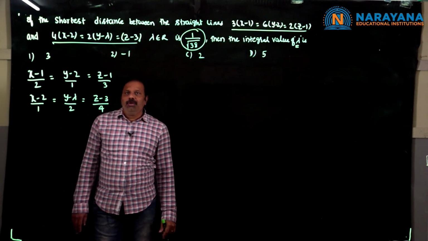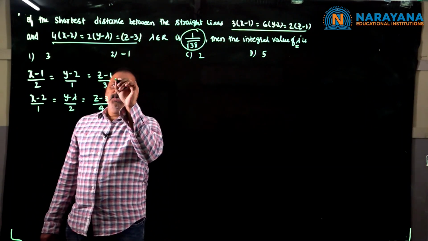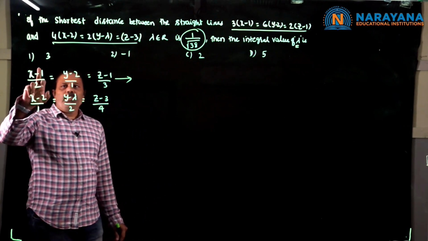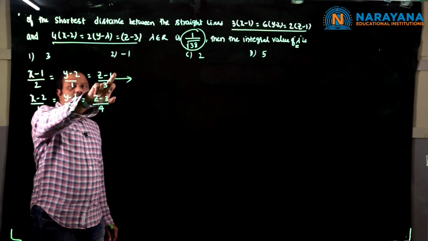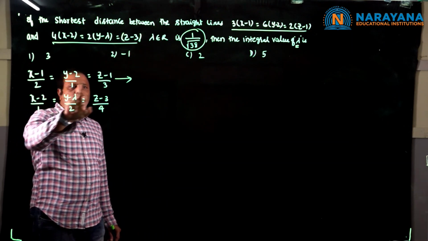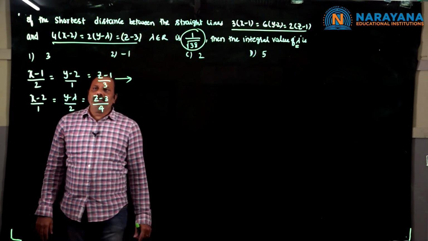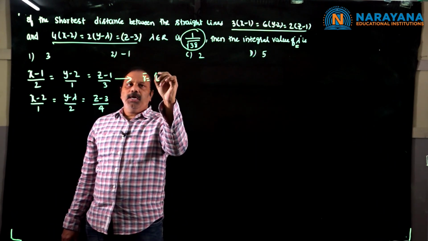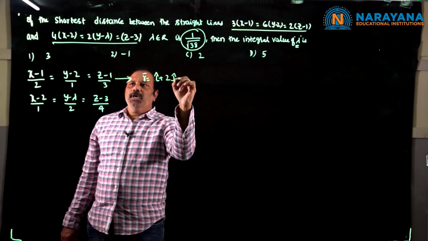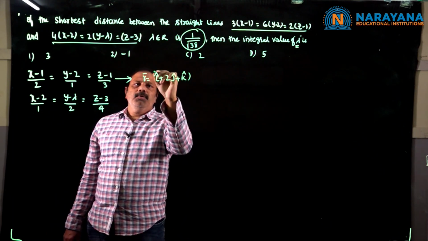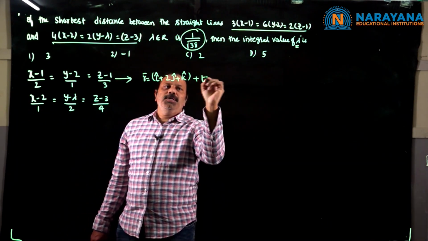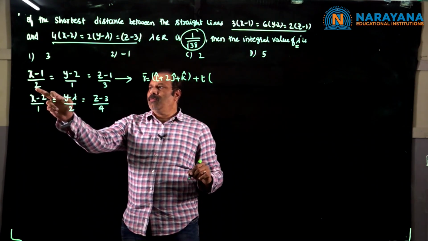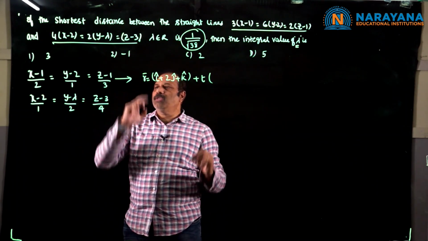So, here I would like to convert the same equation from Cartesian to vector form. This is the straight line passing through (1, 2, 1) whose DRs are 2, 1, 3. The vector form of this straight line is r bar is equal to i cap plus 2j cap plus k cap plus t times, because it is parallel to the vector whose DRs are 2, 1, 3.